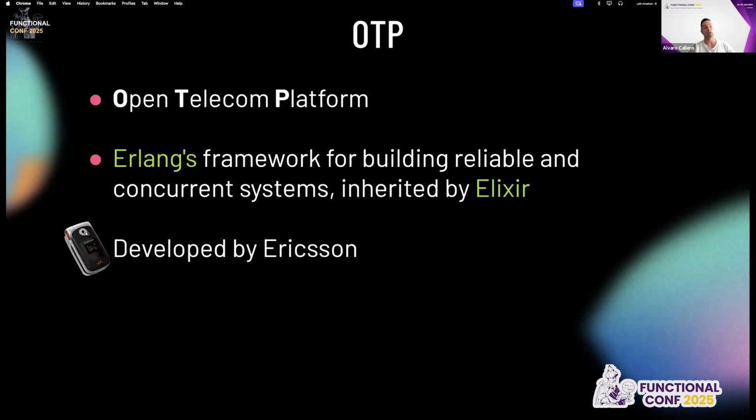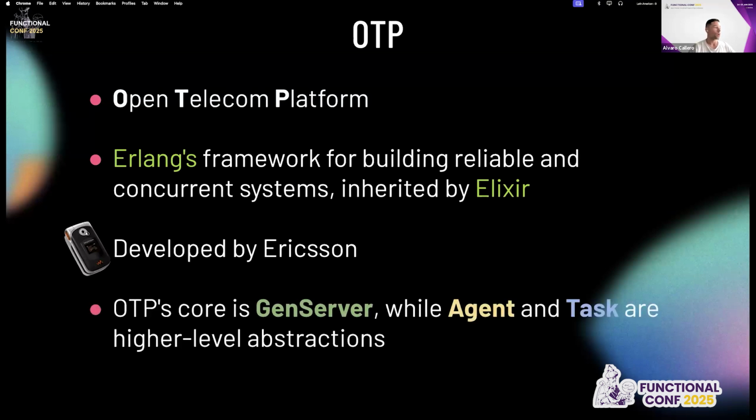OTP was developed by Ericsson, one of the leading telecommunication companies in the late 80s and early 90s. Also, this is just a clarification. OTP's core is the server, while agent and task are high-level abstractions. Shell server, agent, and task are modules that we're going to see next. The only module that strictly belongs to OTP is Shell server.